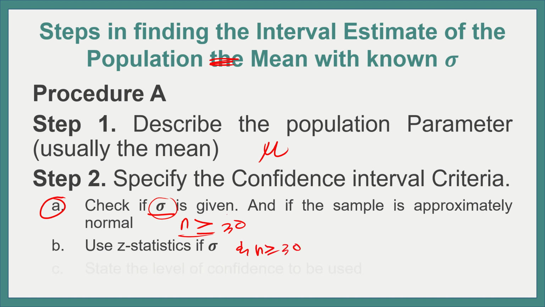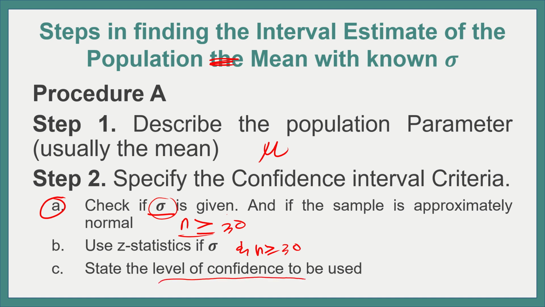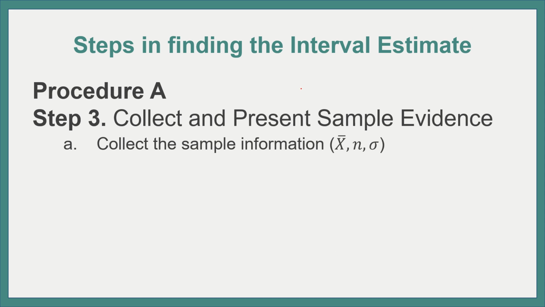Then we also need to state the level of confidence of our confidence interval. We have three commonly used: 99, 95, and 90. But we can also have a value that is greater than 99 or less than that, or any values from 0 to 100. Step number 3 is to collect and present the sample evidence. So letter A, we need to collect the sample information. This is simply identifying the given.